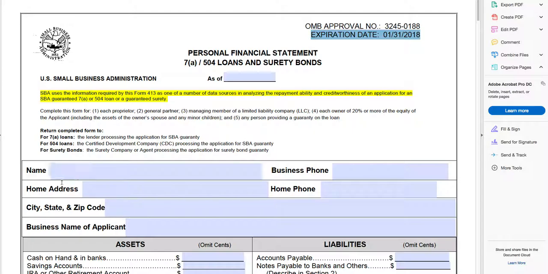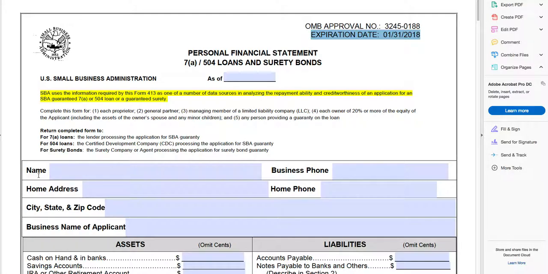Okay. The other thing worth mentioning is that the PFS is designed so that all the assets and all the liabilities have to be a total of the liabilities and assets of a married couple. So if you're married, you have to total all the assets that you and your wife or you and your husband own together.